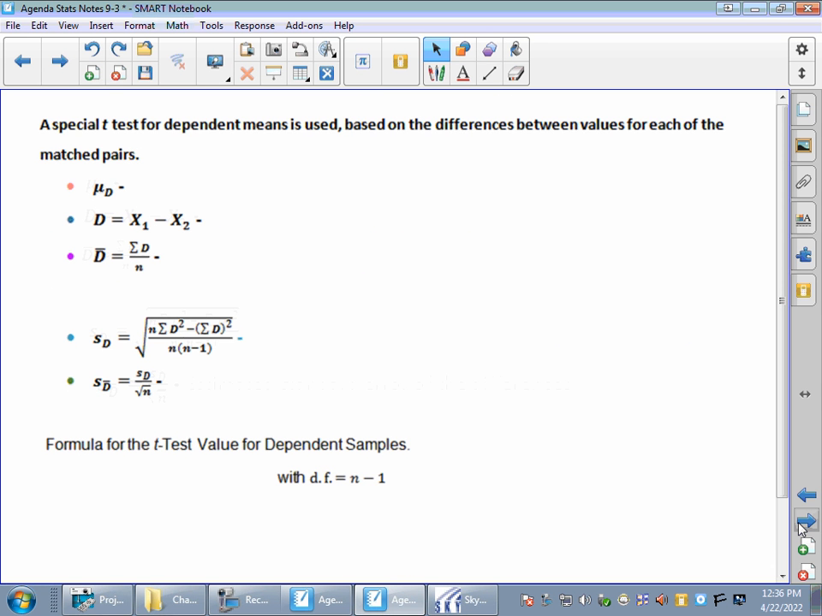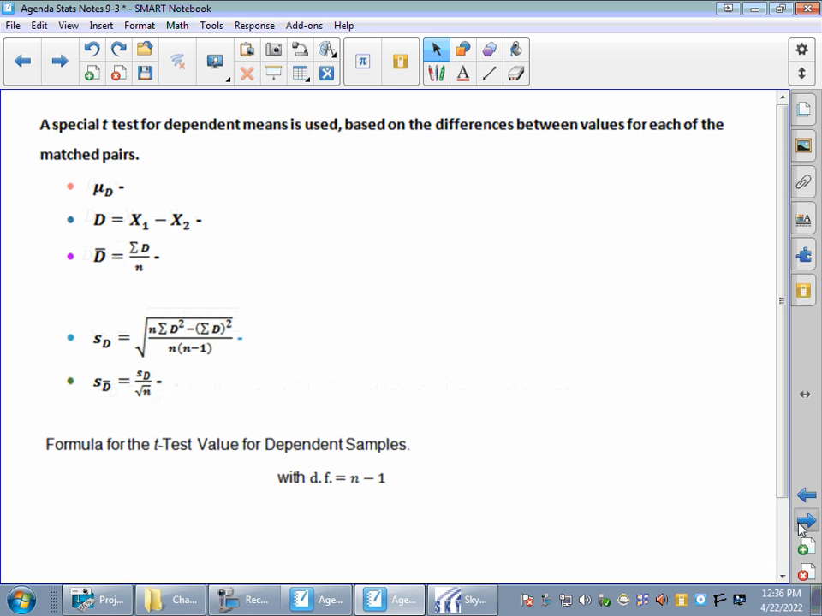So these are samples, and most of them are under 30. So we are going to use the t-table for our critical values, and we're also going to calculate our t-test for our test statistic or test value. A special t-test for dependent means is used, and it's based on the differences between the values for our matched pairs. I left a bunch of stuff here for you so that you could think about it as we talk about it.